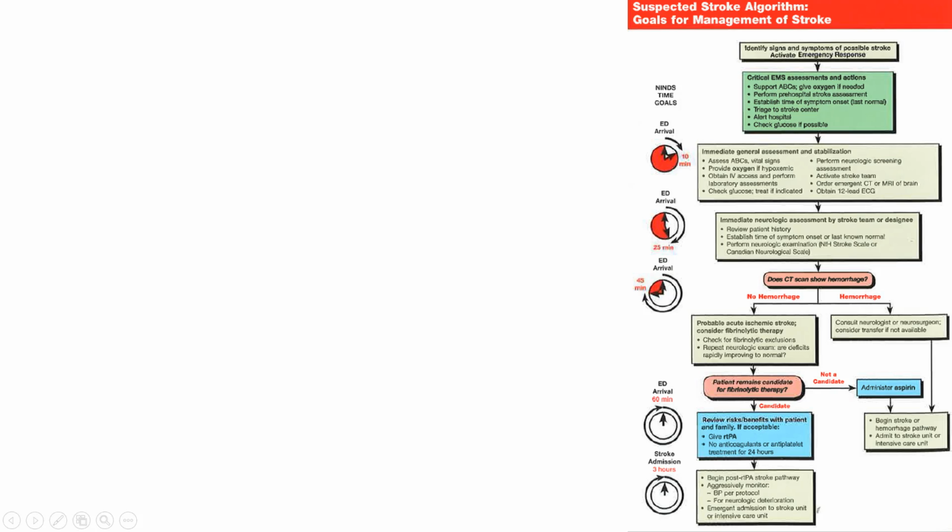So you can give them the TPA. TPA is tissue plasminogen activator. No anticoagulants or antiplatelet treatment for 24 hours. So this is within 60 minutes. And then within 3 hours, begin post-rTPA stroke pathway. Aggressively monitor blood pressure per protocol for neurological deterioration, emergent admission to stroke unit or intensive care unit. And I think all that was pretty straightforward.